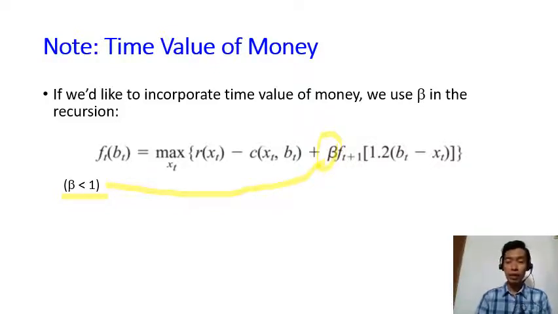So that's the end of this video. You have seen how we may formulate the recursion function for a problem that does not have numbers in it. Like we only have T periods, the revenue is R_t(xt), and then the cost is C(xt, bt). So in the next video, we're going to look at different types of problems, and the same thing, we're going to formulate them into recursion functions.